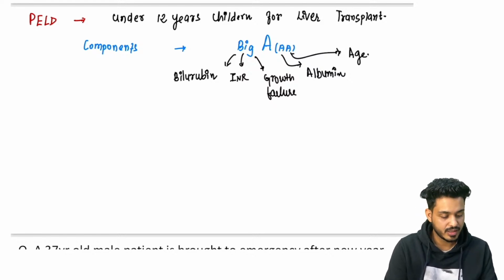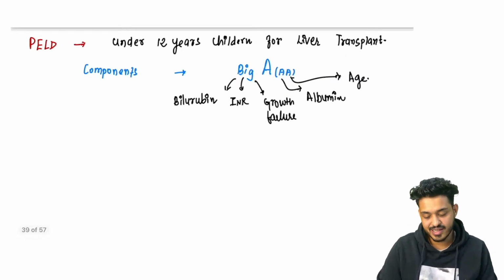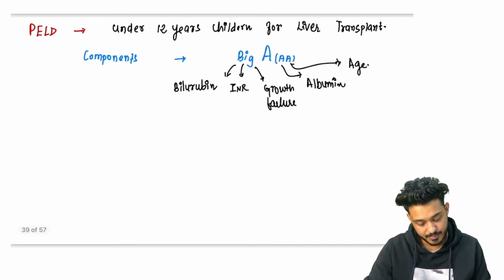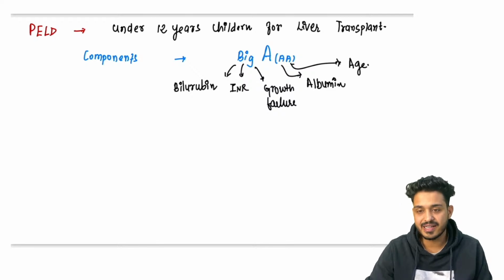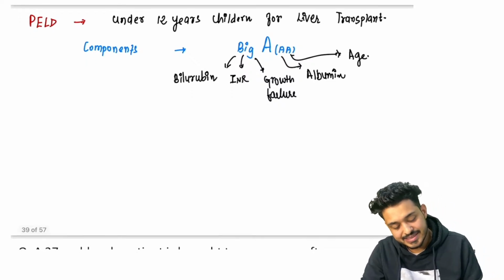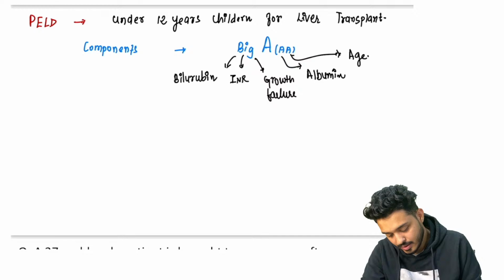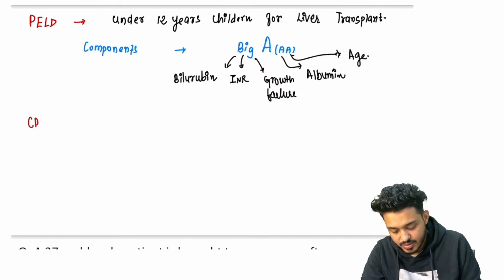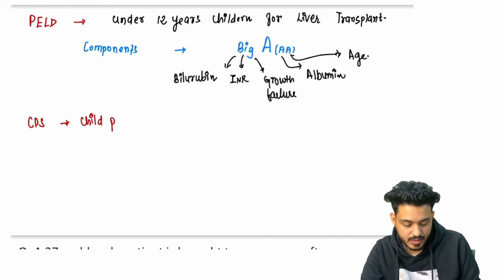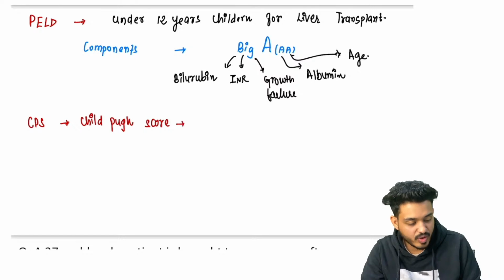So that is going to be the PELD. Creatinine is not in the PELD, right? So this is going to be the PELD score. Then we are having CPS, child pug score. So what is the mnemonic for that?